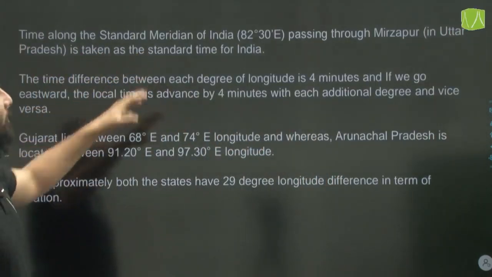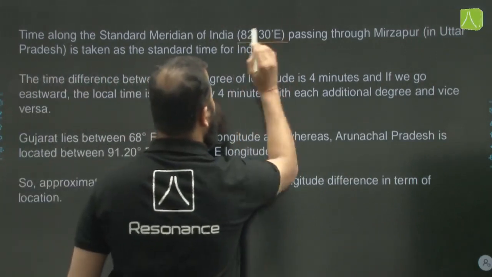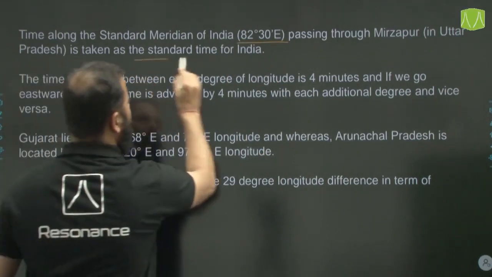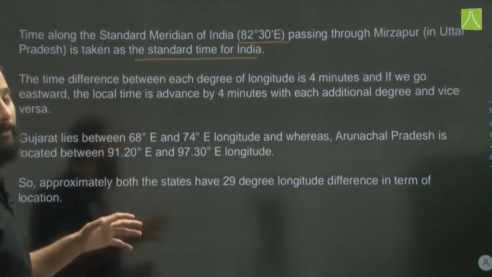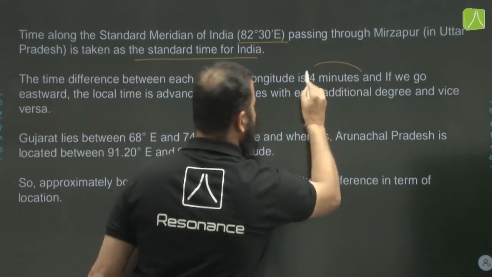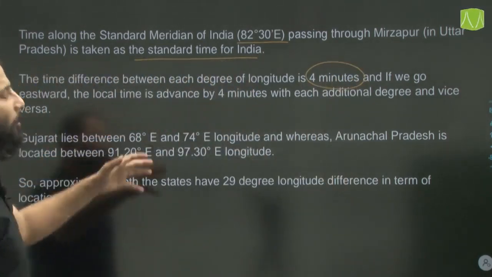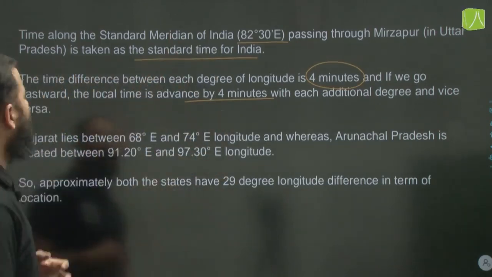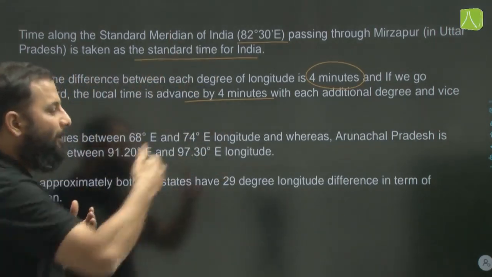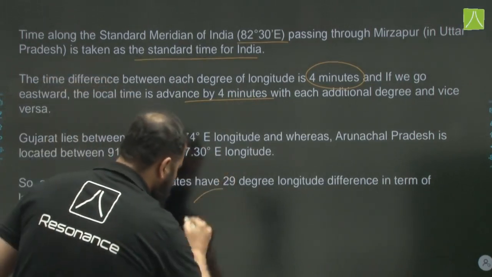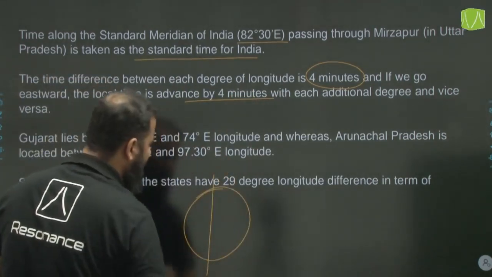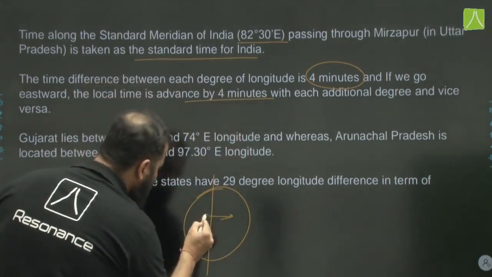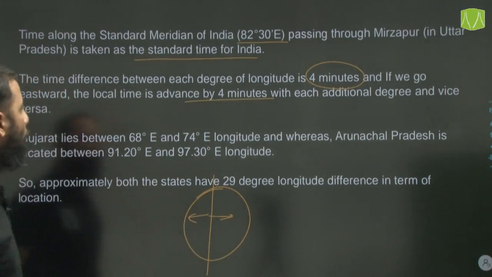Time along the standard meridian of India, which is taken as 82 degree 30 minutes, passing through Mirzapur in Uttar Pradesh, is taken as the standard time for India. The time difference between each degree is 4 minutes, and if we go eastward, the local time is advanced by 4 minutes with each additional degree and vice versa. That is, if this is the prime meridian and we are moving towards the east direction, we add 4 minutes, and when we are moving towards the west direction, we deduct 4 minutes.